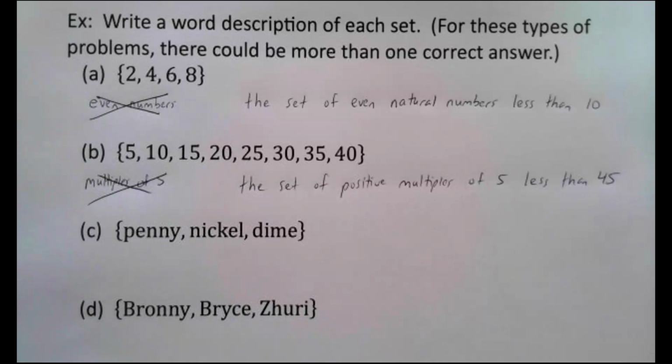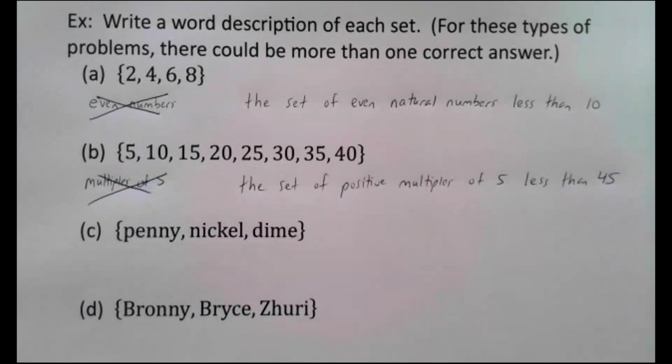Again, when we say multiples of 5, we usually mean 5 times 1, 5 times 2, 5 times 3. So the word positive maybe wasn't necessary, but again, it doesn't hurt. Doesn't make the answer wrong. A set of positive multiples of 5 less than 45 is one correct way to describe this.